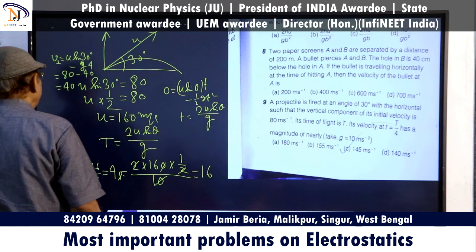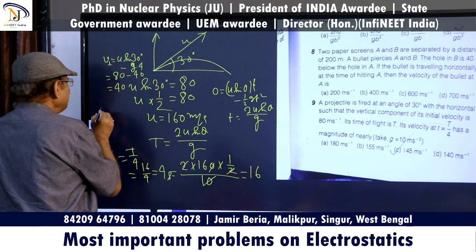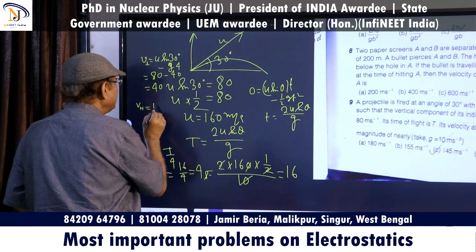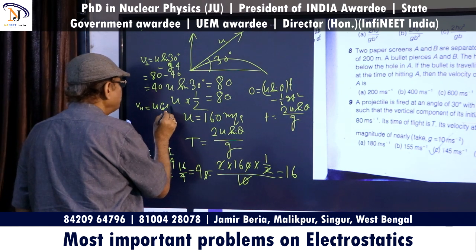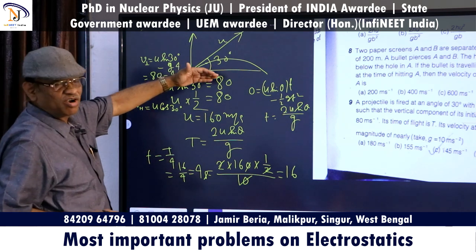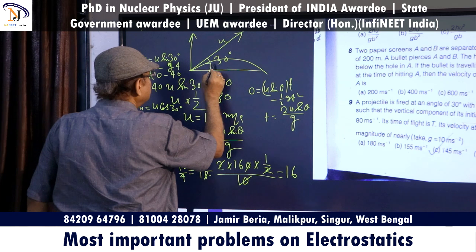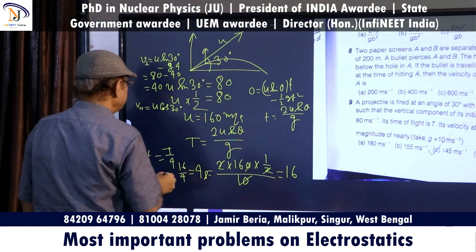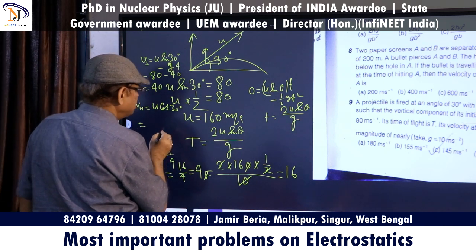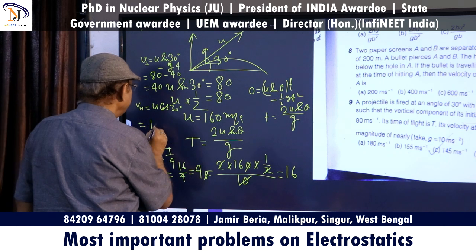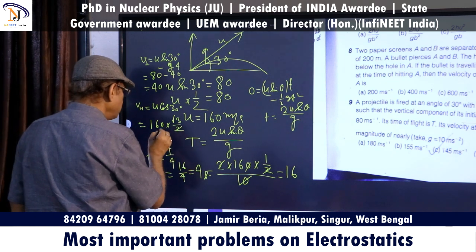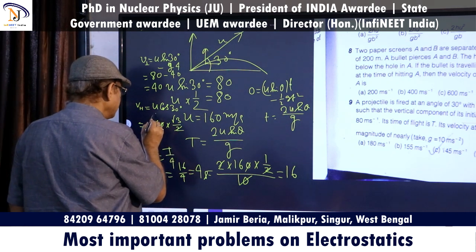What is the horizontal velocity? Horizontal velocity v horizontal equals u cos of 30 degree, because this velocity will not change at all. So this is the horizontal velocity and this is the vertical velocity. What is the value? u means how much? u means 160 into root 3 by 2, which is 80 root 3.